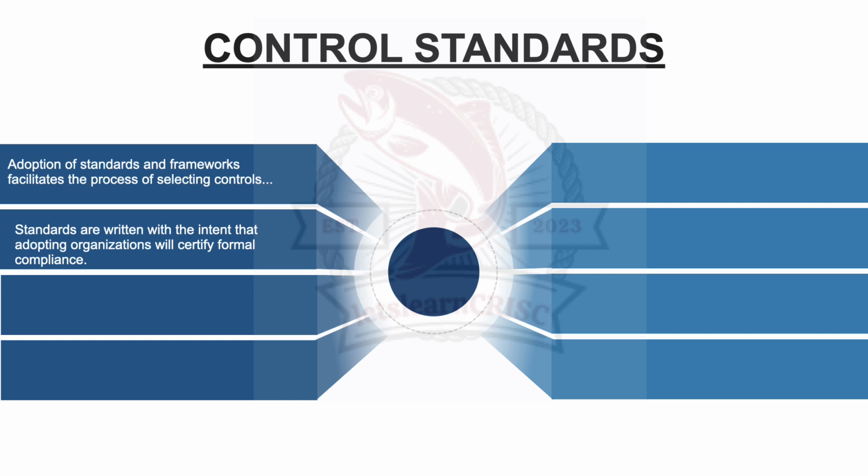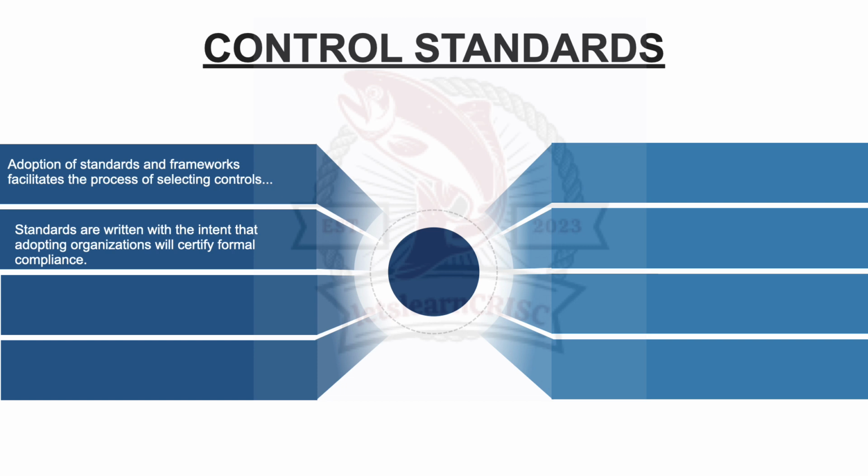So in this, the first word is standards, right? Friends, as per the control standards, it establishes a set of criteria, guidelines, or practices that are designed to ensure consistency, quality, and adherence to specific requirements in various fields such as industry, technology, or security. Next, intent that adopting organizations. The intent of adopting a standard is to have organizations follow and implement the specified guidelines within their operations. Next, certify formal compliance.